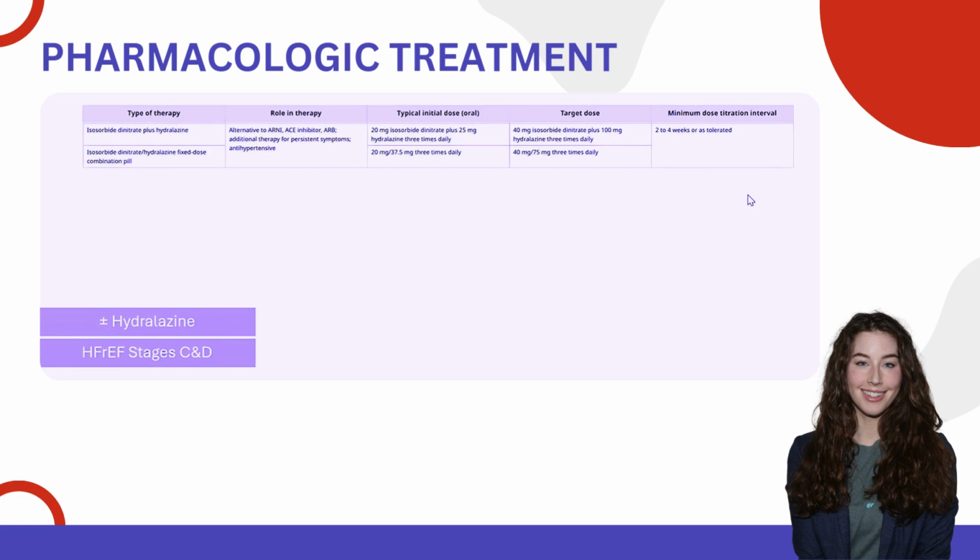These are now class 2A and 2B recommendations. So alternatives to ACE inhibitors, ARBs, ARNIs: hydralazine is put with isosorbide dinitrate. It helps reduce afterload if your patient's persistently hypertensive. It also works as an anti-anginal. So you add this combo drug.